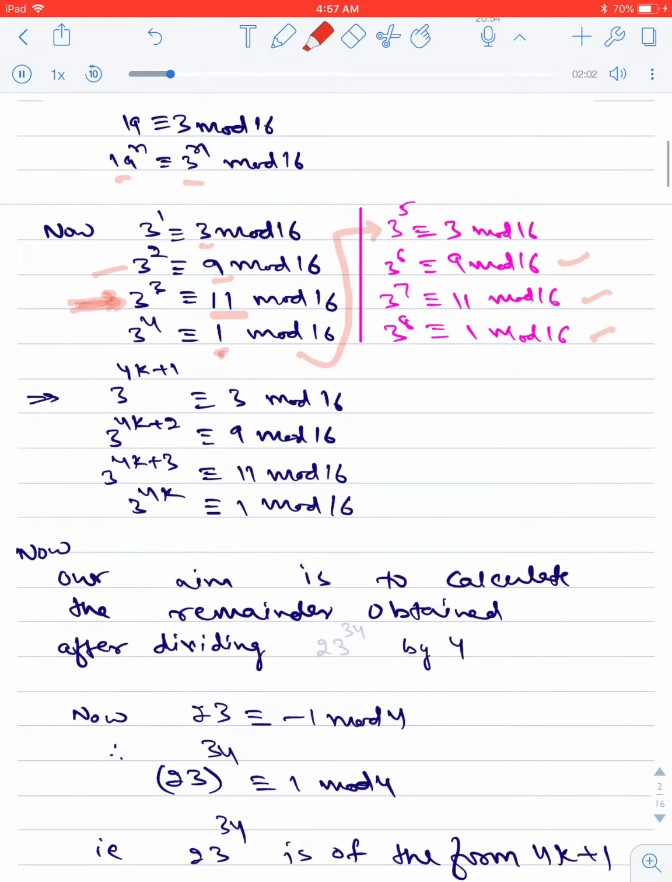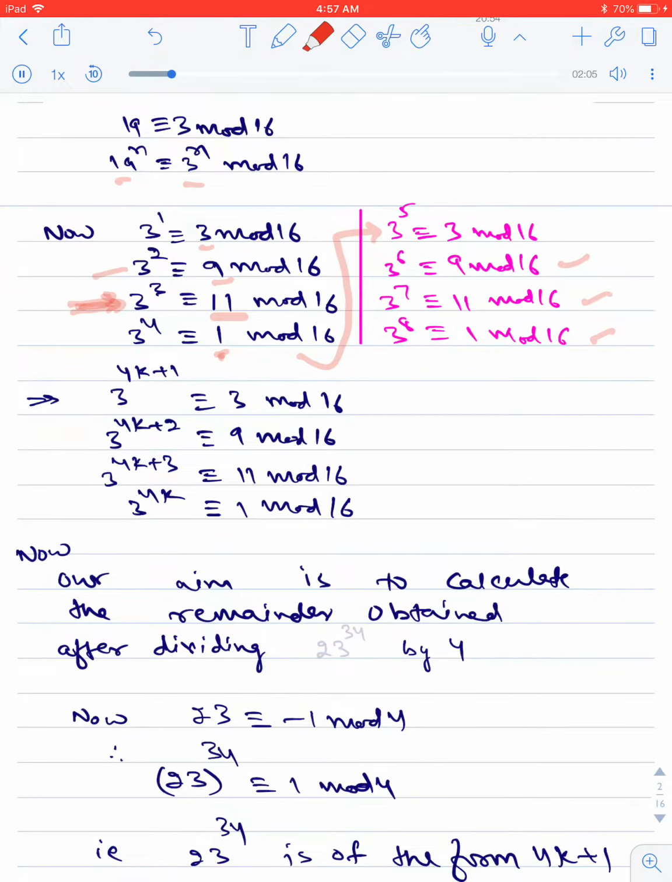So what we see here is that it follows a pattern of 4. Like if we divide 5 by 4, the remainder is 1, so both leave the same remainder as 3 raised to 1. 3 raised to 6 behaves as 3 raised to 2. 3 raised to 7 behaves as 3 cube. 3 raised to 8 behaves as 3 raised to 4. So what we observe is 3 raised to 4k plus 1, that is, numbers of the form 4k plus 1 in powers, leaves the remainder 3 when divided by 16. 3 raised to 4k plus 2 is congruent to 9 mod 16. 3 raised to 4k plus 3 is congruent to 11 mod 16. 3 raised to 4k is congruent to 1 mod 16.